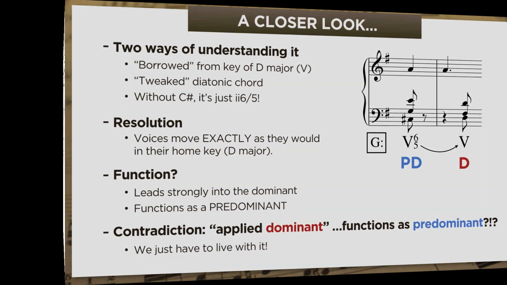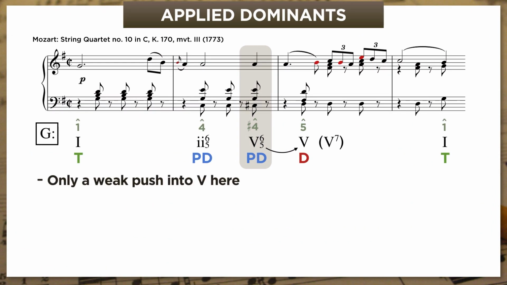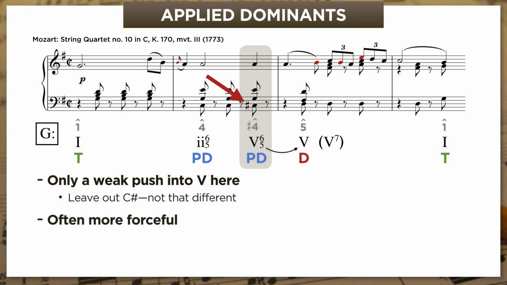Now, I will happily admit, in this example, the applied chord only gives us a very gentle push into the dominant. We can actually leave out the C sharp altogether, and it doesn't change things that much. Here, I'll play it without the C sharp, and you can hear for yourself. But a lot of the time, the applied chord is going to be more forceful and more essential to the overall character of the music.